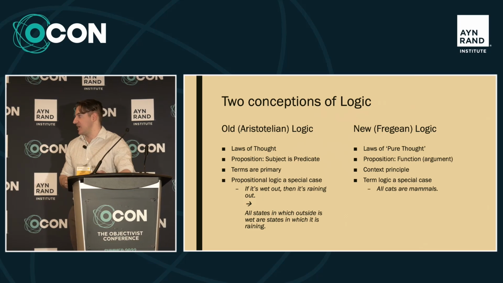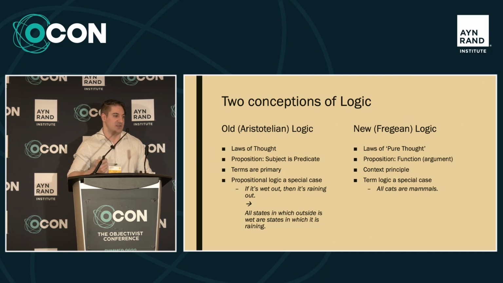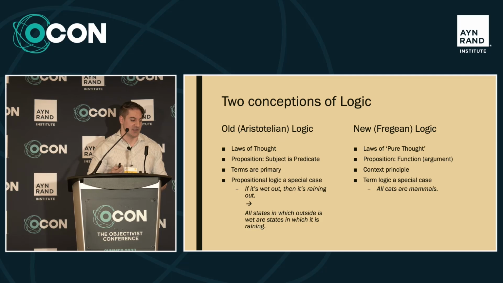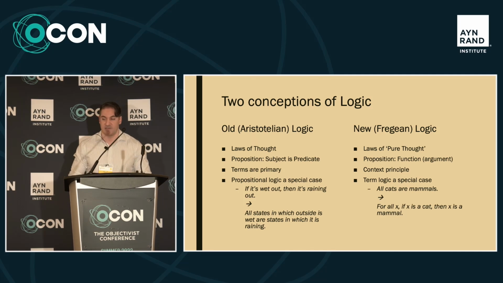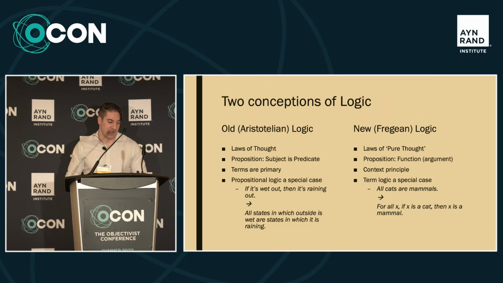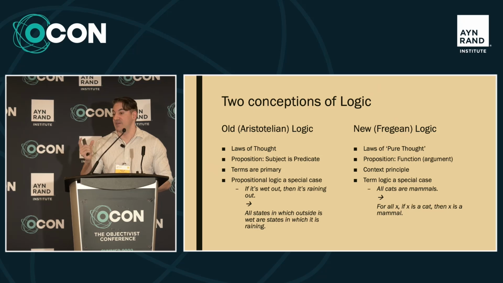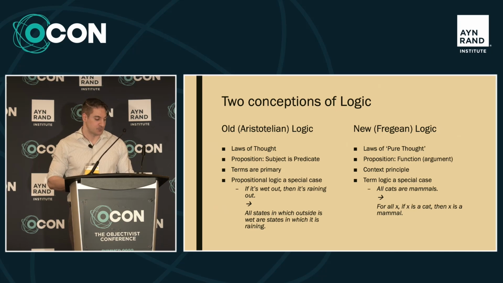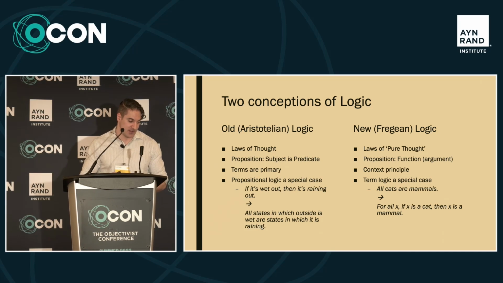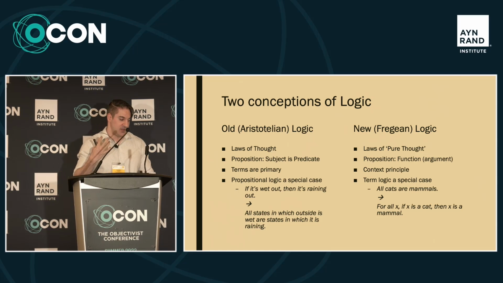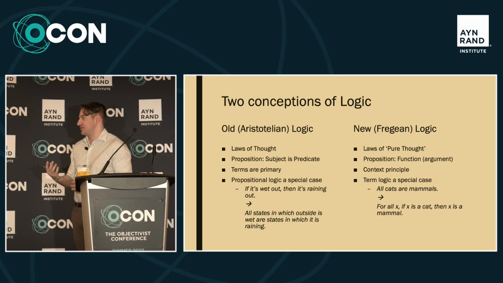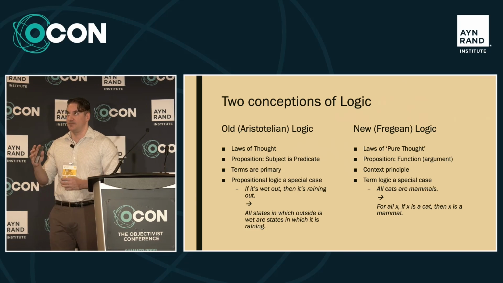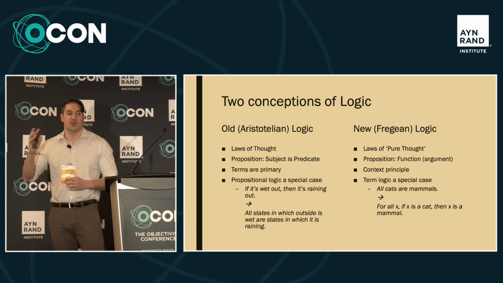In Frege's logic, it's kind of the opposite way. So propositional logic is basic and term logic is sort of derived. So "all cats are mammals" is converted into "for all x, if x is a cat, then x is a mammal." That's a statement that's got that if-then thing in there. So in the old way of thinking about it, there was this effort to translate propositional logic into term logic.